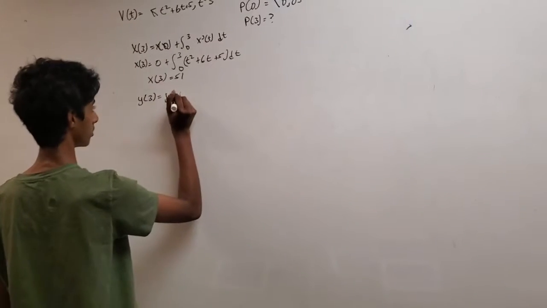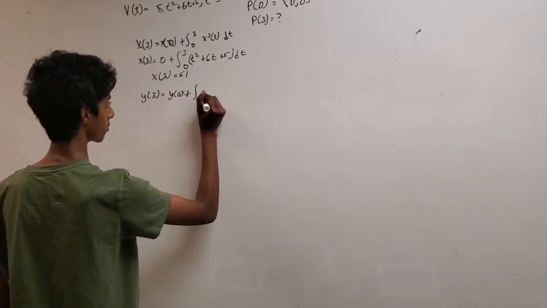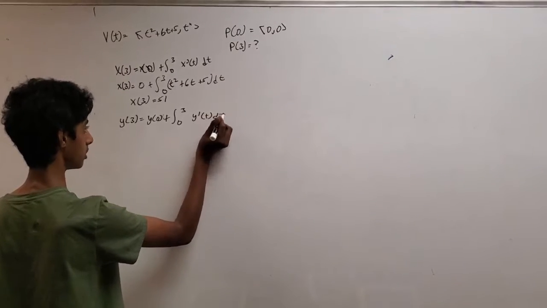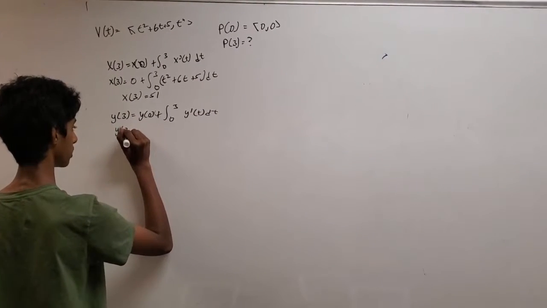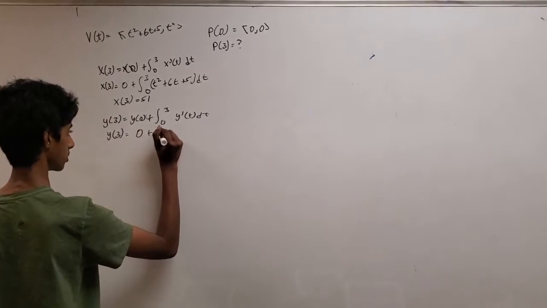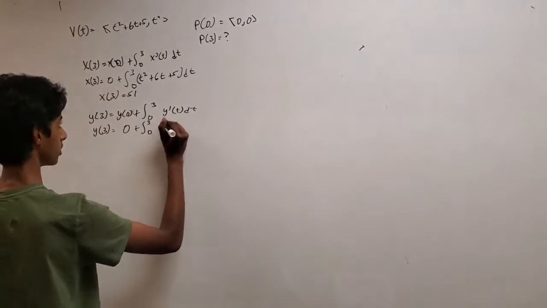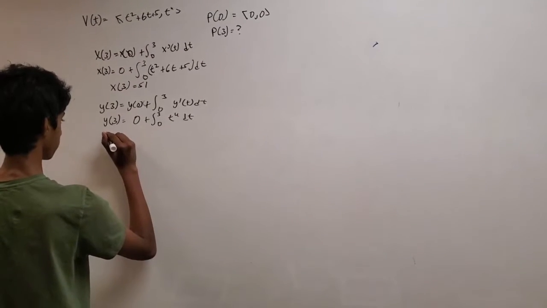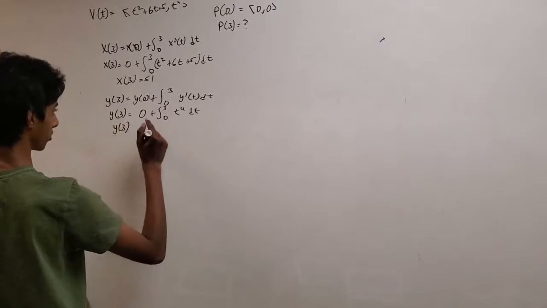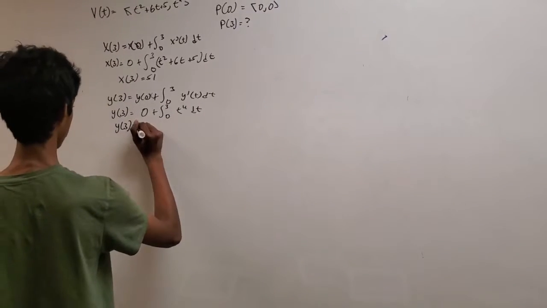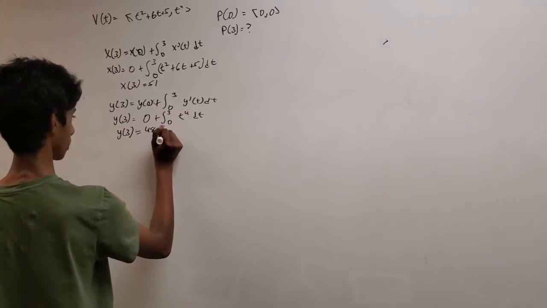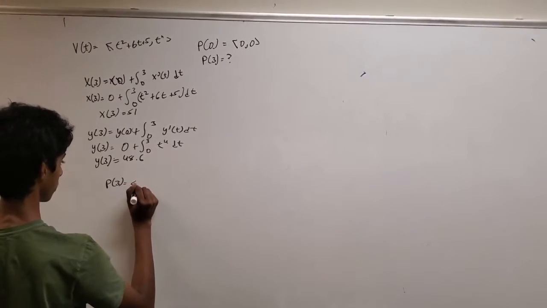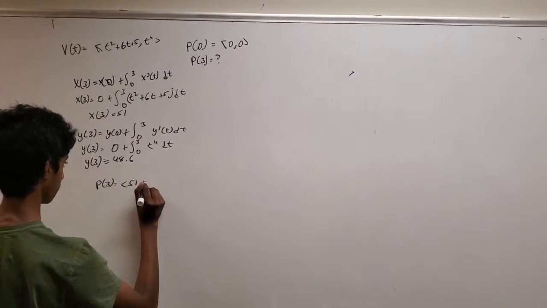equals y of 0 plus the integral from 0 to 3 of y prime t dt. Then y of 3 equals 0 plus the integral from 0 to 3 of t to the 4 dt. After you plug this into your calculator, you should get y of 3 equals 48.6. So then P of 3 equals 51 and 48.6.